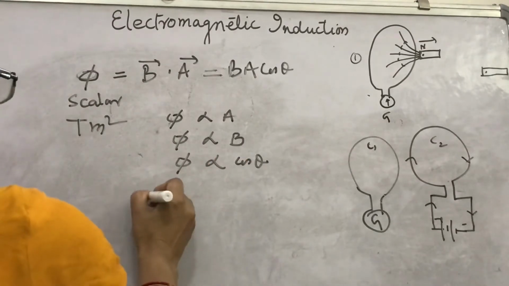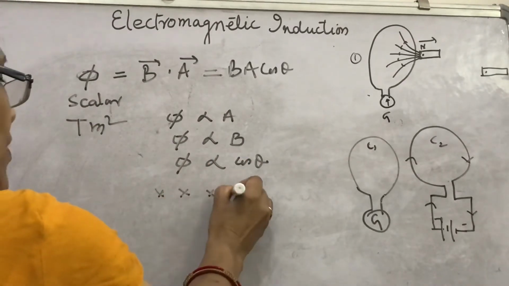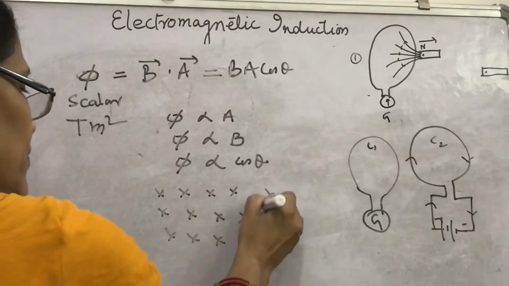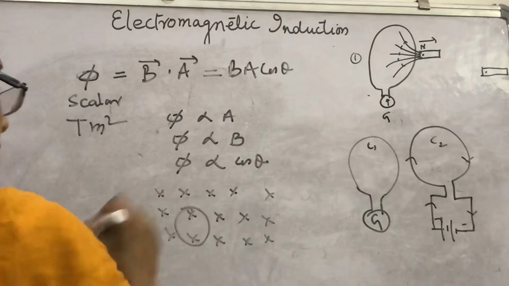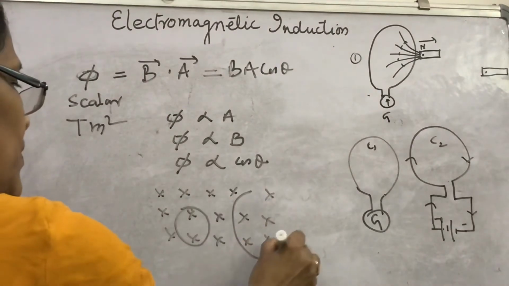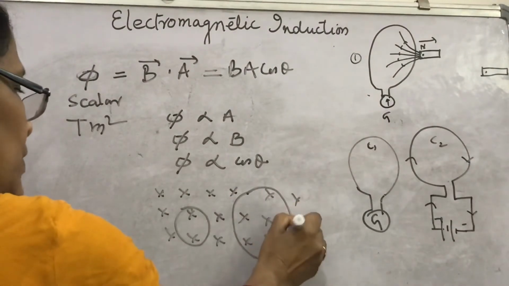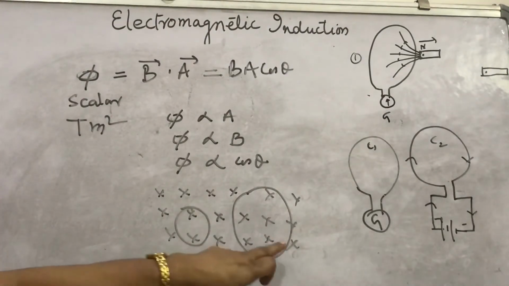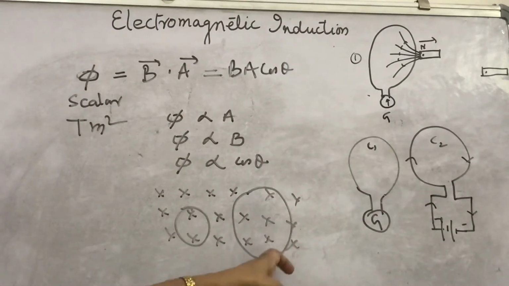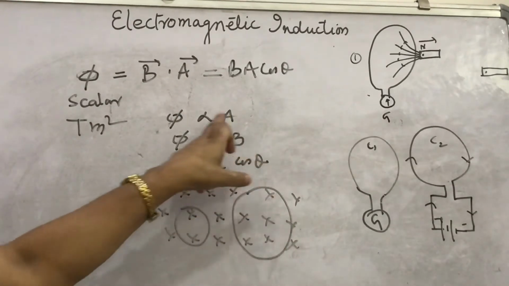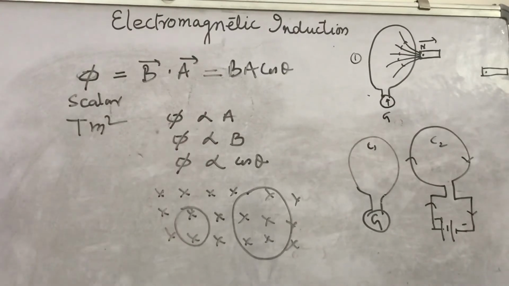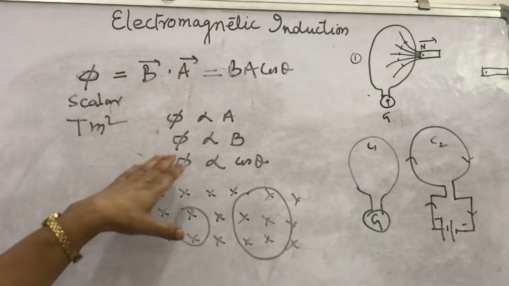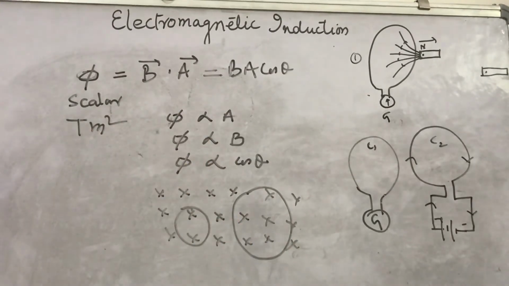How? Look, if there is a uniform magnetic field and if we take a loop of lesser area, and then a loop of larger area, we observe that more field lines pass through the larger loop, so more flux is linked with that loop. So the larger the area, the larger the flux. Similarly, if the magnetic field increases, then the flux will also increase.